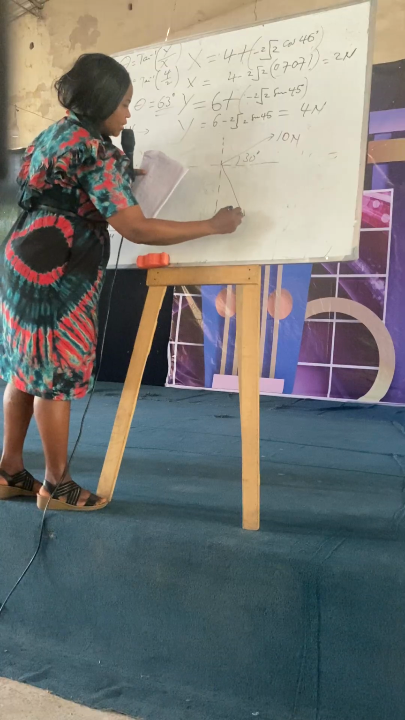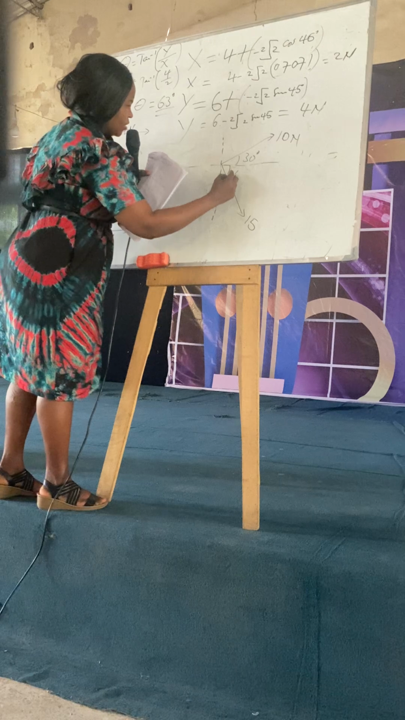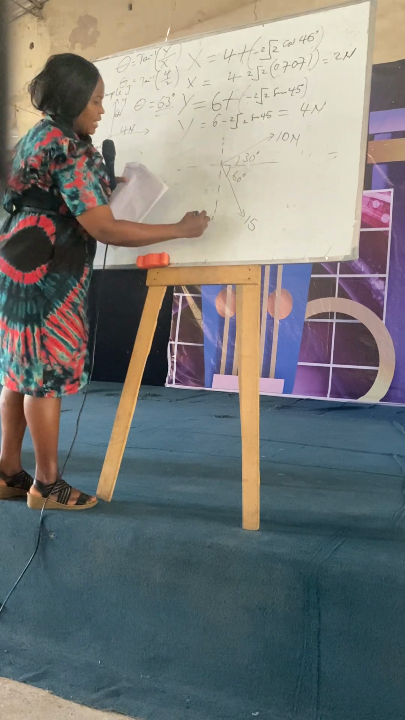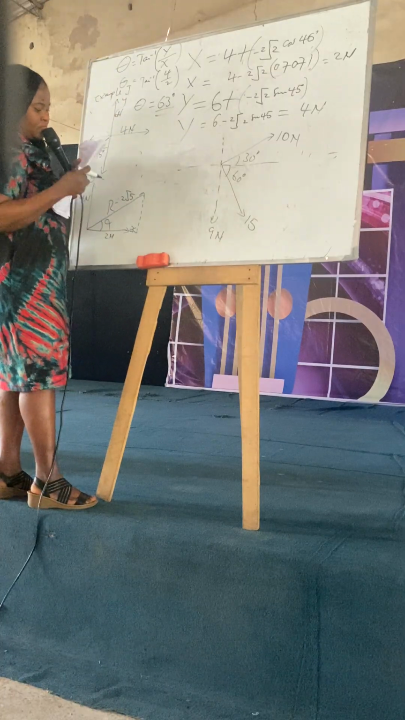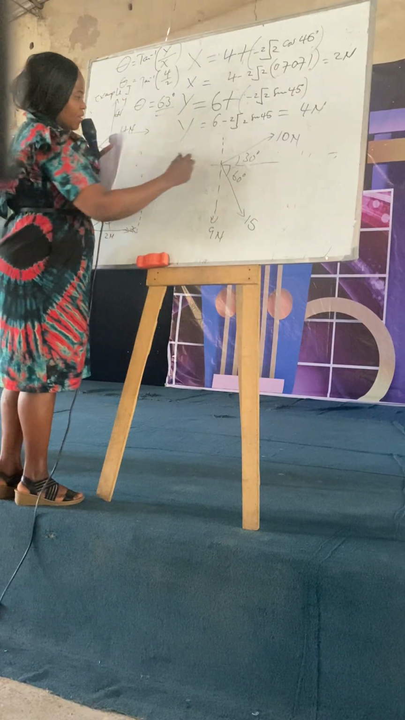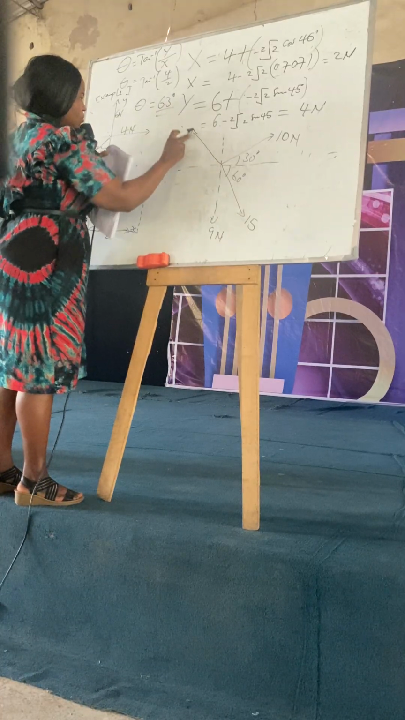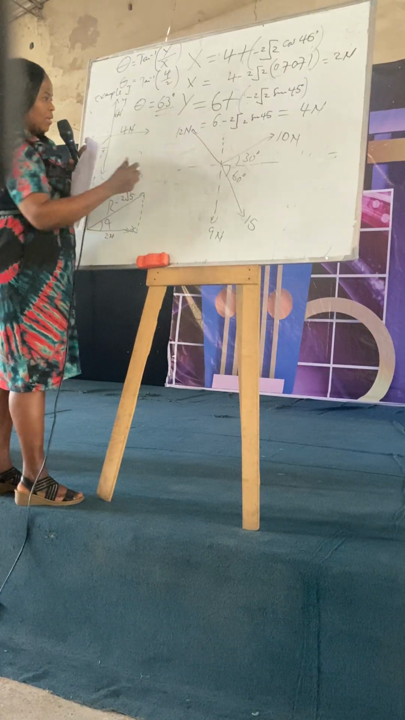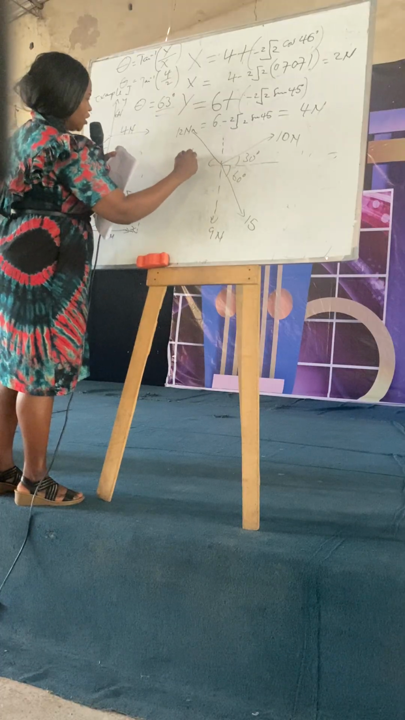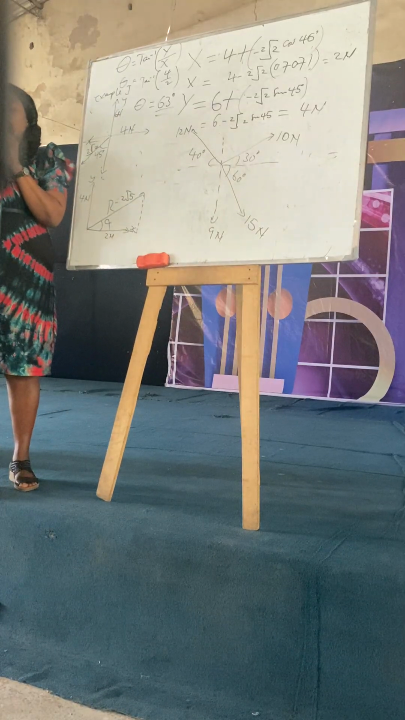This is 15 Newton that has 60 degrees. Then here is 9 Newton on the negative aspect of y. Then here is another vector of 12 Newton at angle 40 degrees. Calculate the magnitude and direction of these vectors. First of all, that's the assignment.